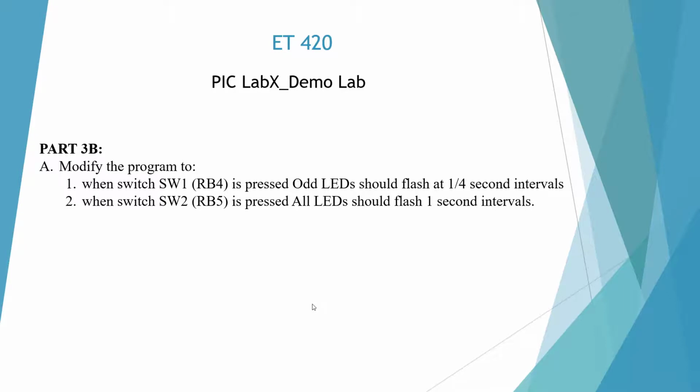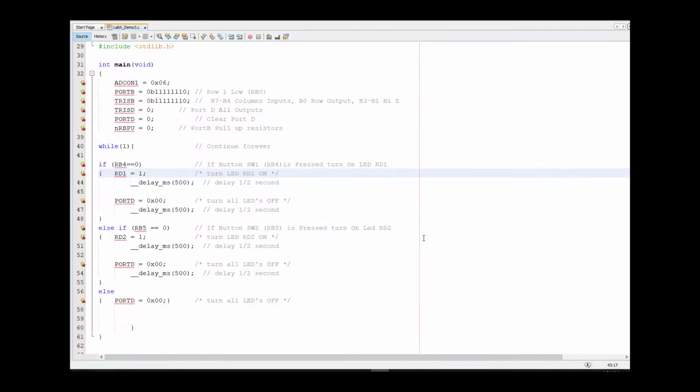Our lab is asking us to modify it to use switch 1 for flashing the odd LEDs at a quarter second, and switch 2 would be for flashing all LEDs at 1 second intervals. Okay, so let's modify our program in order to match the lab.